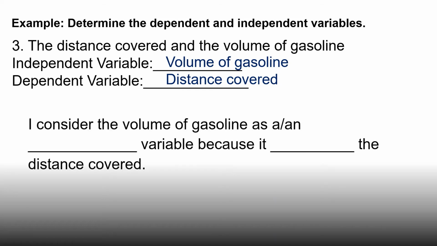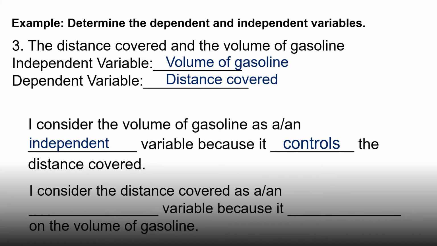So, we have the statement. I consider the volume of gasoline as an independent variable because it controls the distance covered. And I consider the distance covered as a dependent variable because it depends on the volume of gasoline.